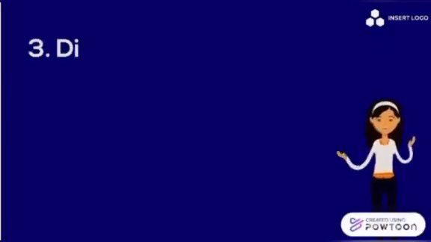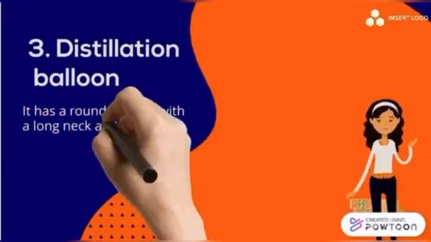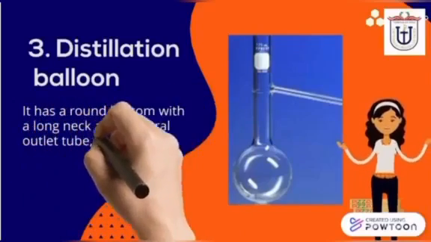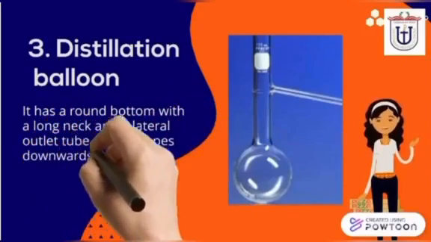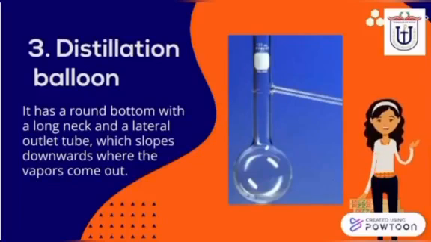4. Distillation balloon. It has a round bottom with a long neck and a lateral outlet tube, which slopes downwards where the vapors come out. They are glass containers that serve for various chemical reactions.